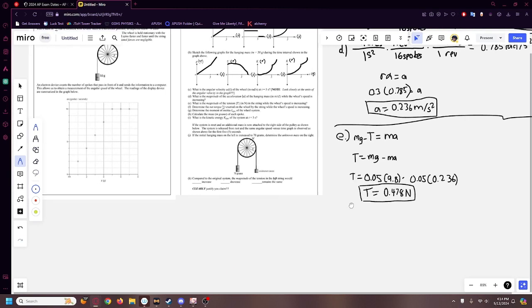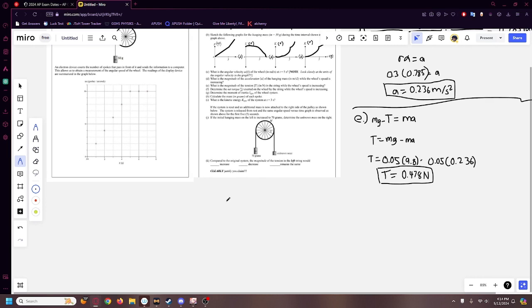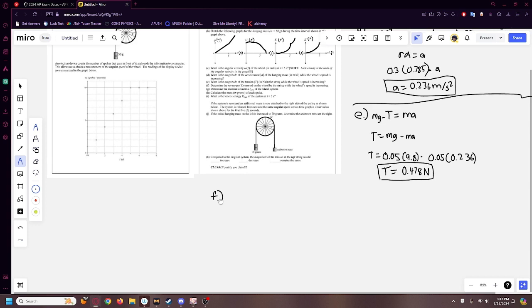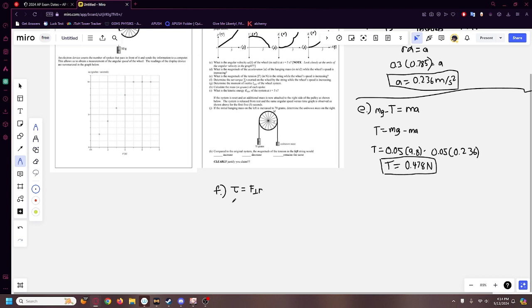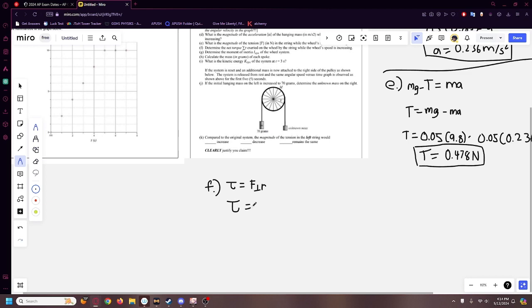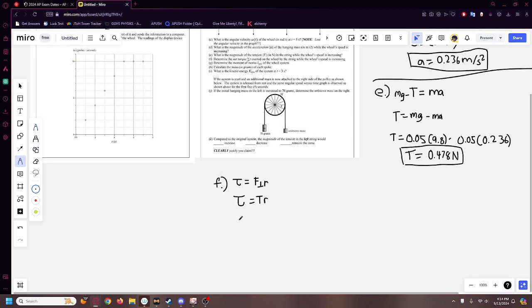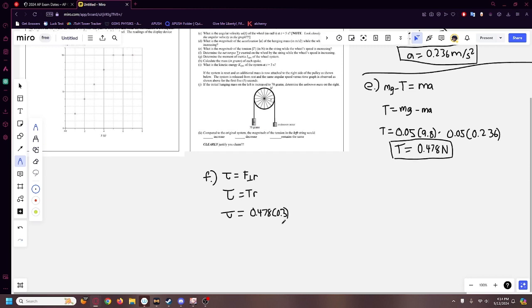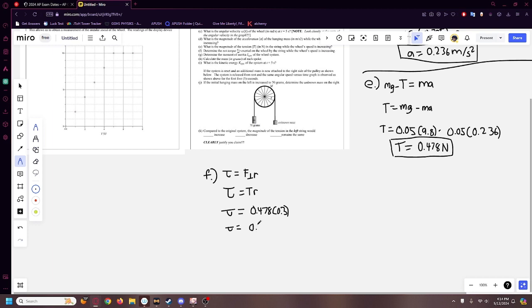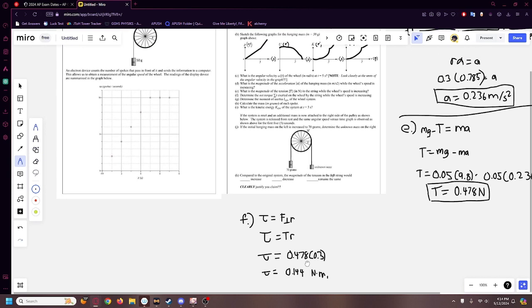Part F is asking for net torque. So torque is equal to F perpendicular R. The F perpendicular is the T, so it's TR, so torque is equal to 0.478 times 0.3 meters. So torque is equal to about 0.144 newtons times meters, and it's acting counterclockwise.